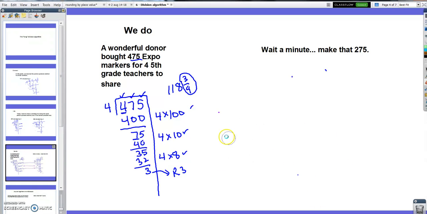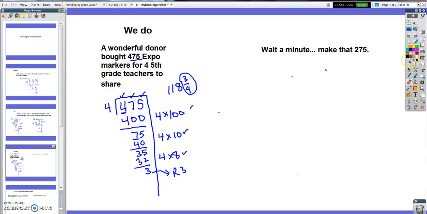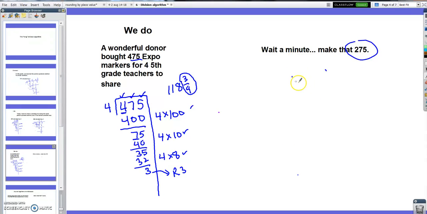And so this was a word problem, I said, right? A wonderful donor bought 475 expo markers for 4 fifth grade teachers. How many did they get to share? And they got 118 and a weird 3/4 of a marker. I said, oh, wait a minute, let's make that 275. So they only donate 275 for 4 teachers. I'm going to get that situation again where I cannot make a 2. 4 won't go into 2. So I showed you 2 ways to deal with that. And you can kind of pick your favorite here.